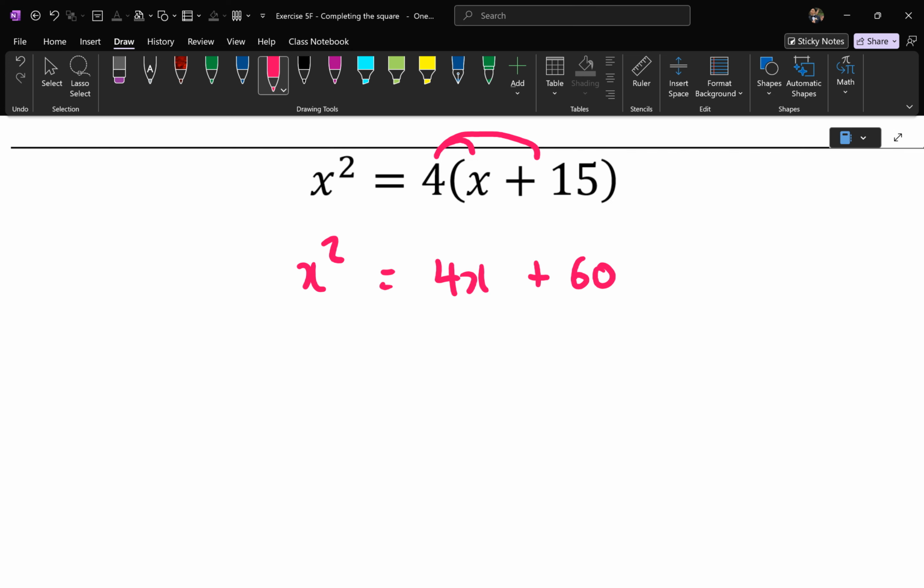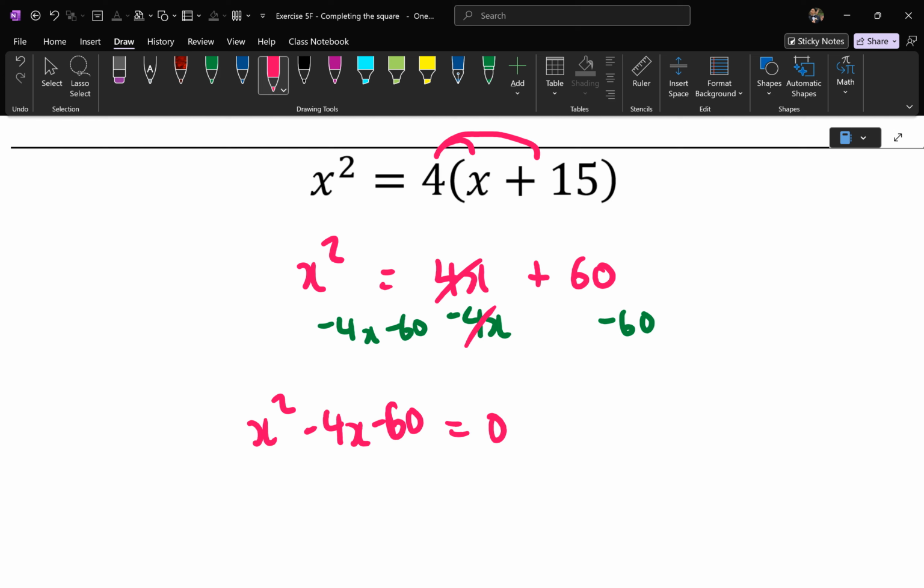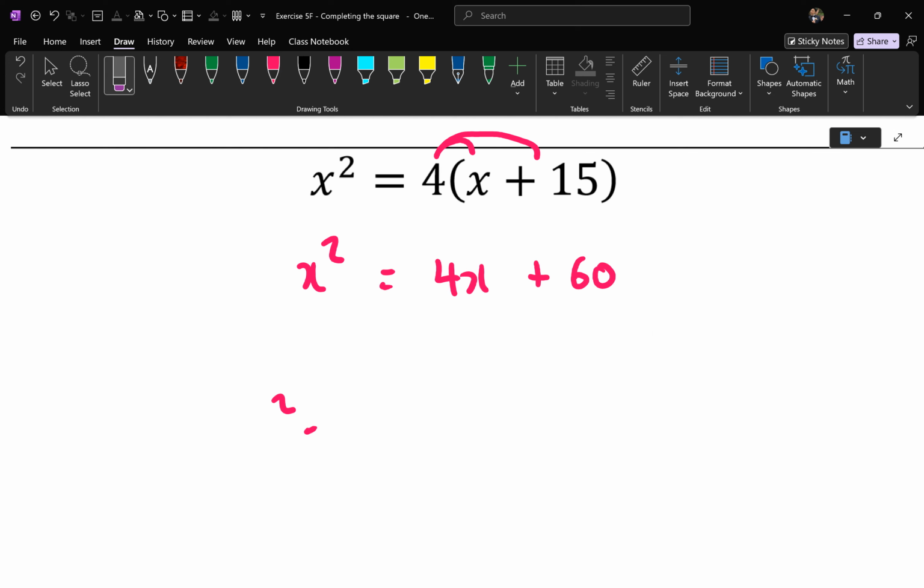Move everything to one side because if you have 0, then you can use null factor law. So minus 4x on both sides and minus 60 on both sides. These cancel out. X squared minus 4x minus 60 is equal to 0. Okay, so maybe I will take the steps carefully so you can see what I did. I did minus 4x on both sides.